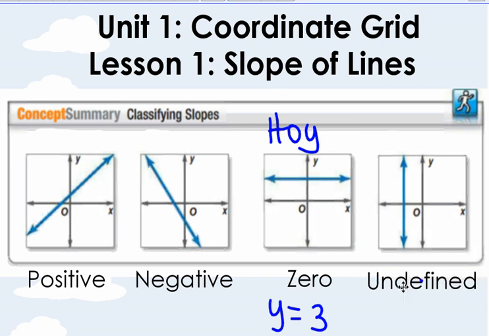Here we've got our undefined. A vertical line is undefined because it doesn't pass your vertical line test. This will always be x equals a number, so here maybe it's negative 3. Okay. Vertical lines are undefined. It's an x value.